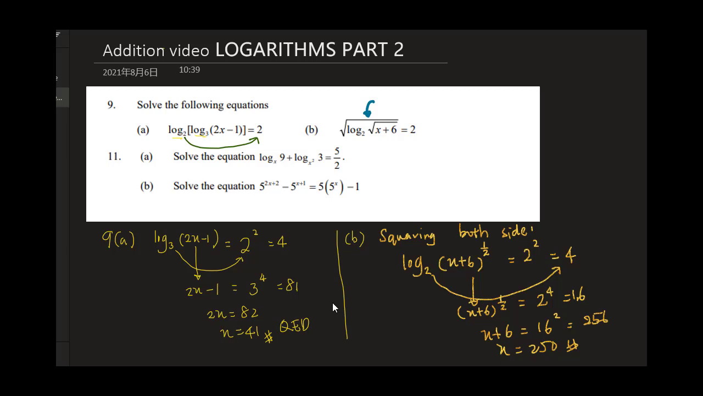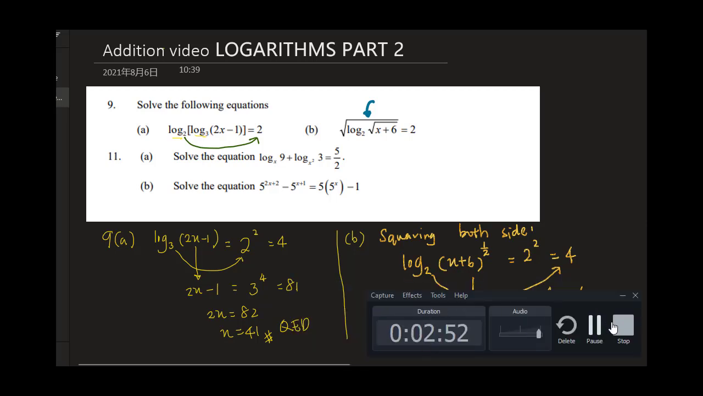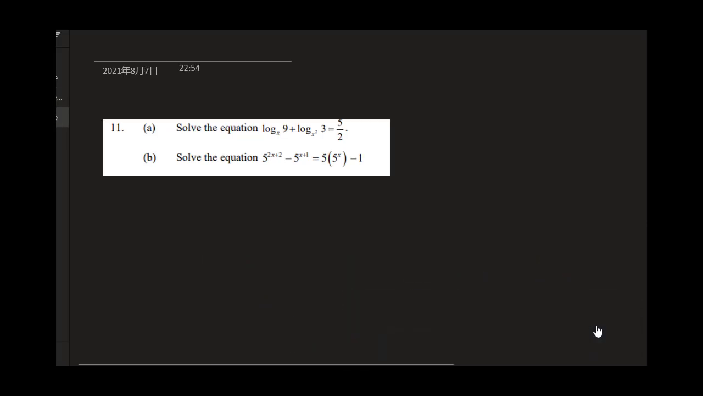Now we look at question number 11. How to solve this, and what are the differences from the previous one? You find that the very obvious difference is the base is x and the base is x squared. We have to decide which base you would like to keep. For sure we try to keep x, so we change the base to x. We choose the easier one, don't choose the complicated one.